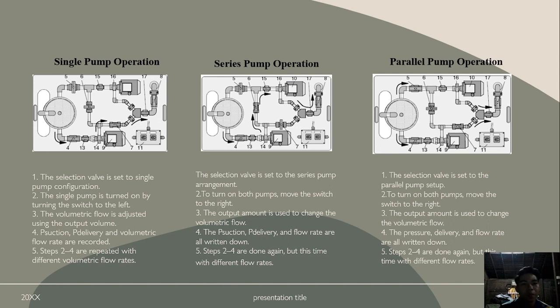The last one is parallel pump operation. First, the selection valve is set to the parallel pump setup. Second, to turn on both pumps, move the switch to the right. Third, the output amount is used to change the volumetric flow.